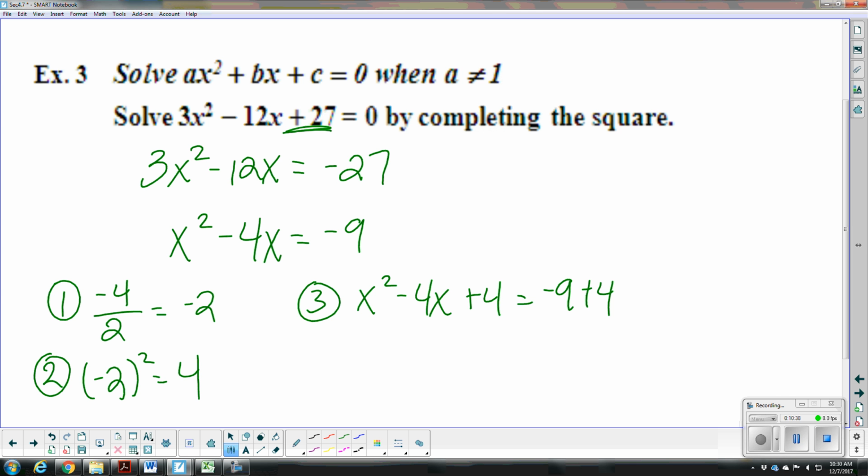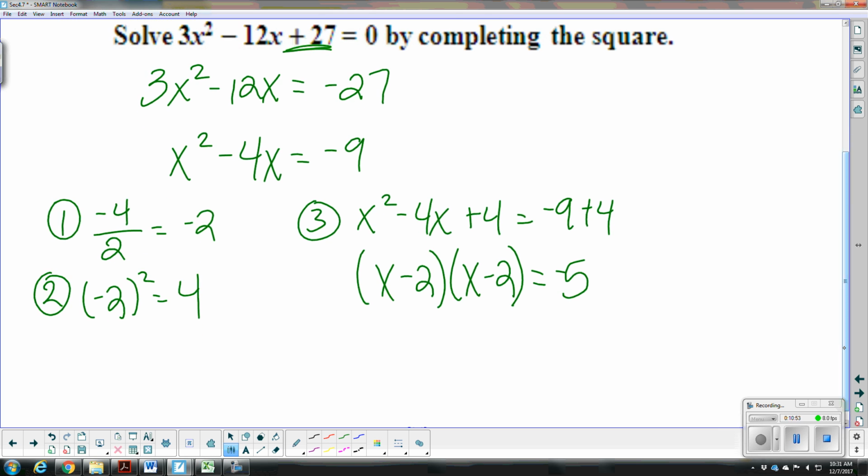So now we can put the left side into a perfect square binomial. So that's x minus 2 times x minus 2 equals -5, which is x minus 2 squared equals -5.